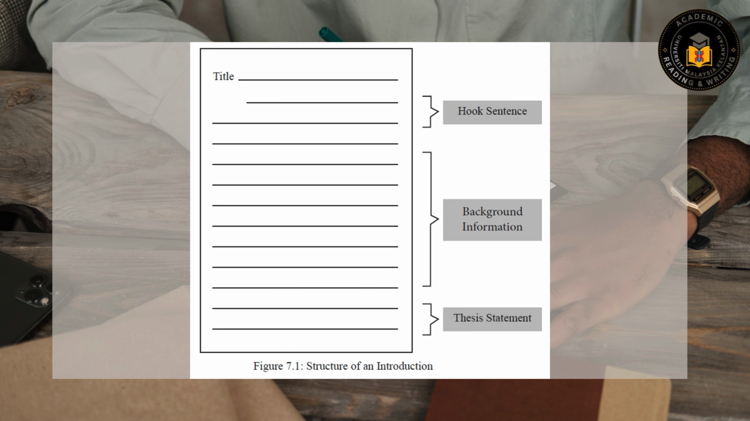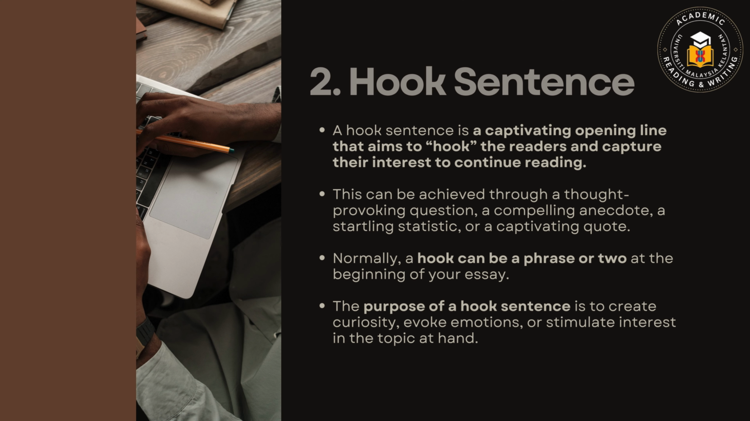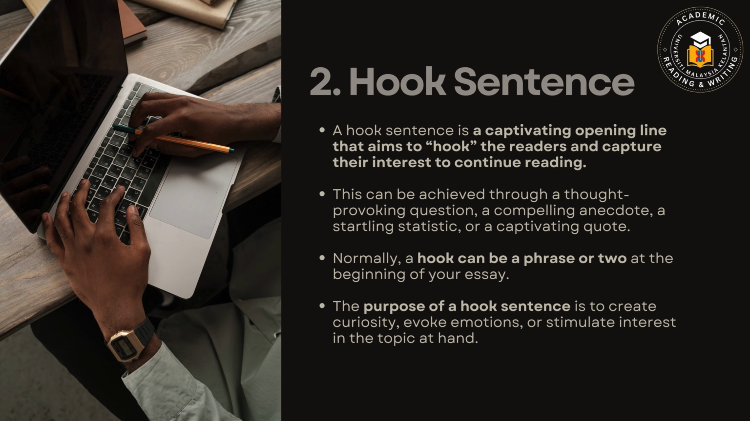It consists of three key components: the hook sentence, background information, and the thesis statement. Let's start with the first part, the hook sentence. A hook is like bait on a fishing line. It catches the reader's attention right away and makes them want to keep reading.